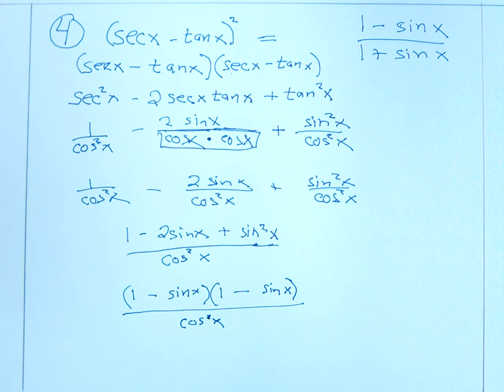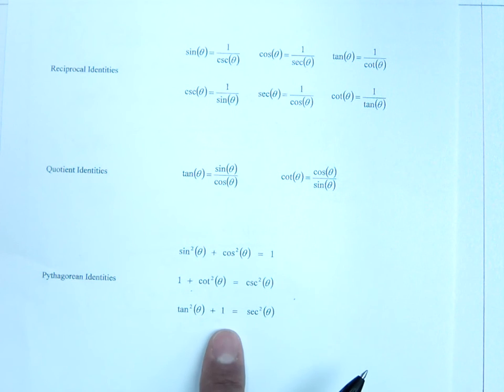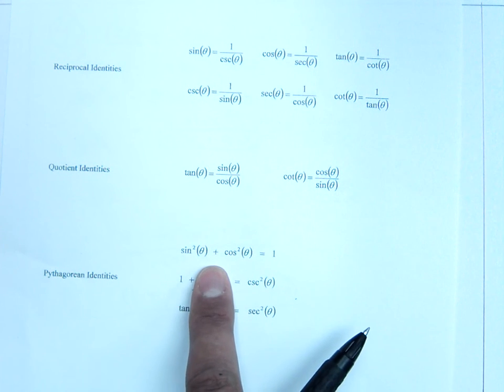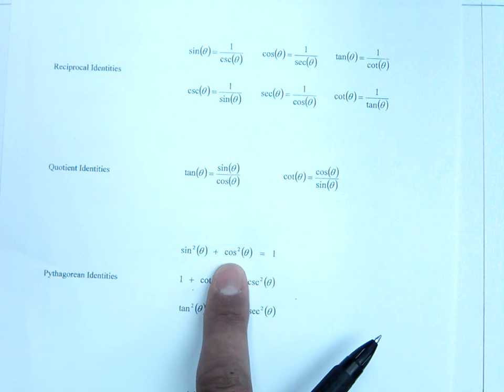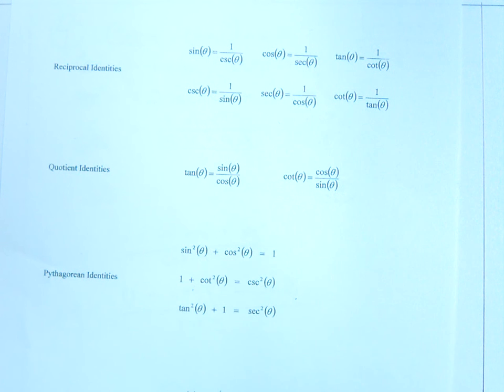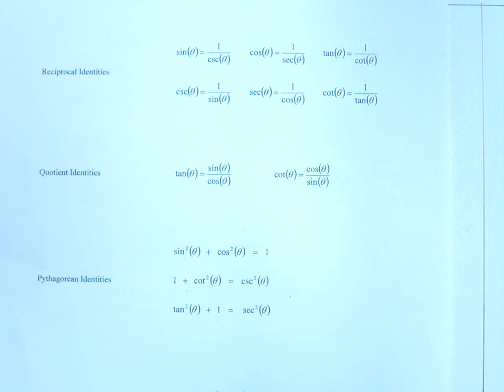Now I want you to look on your identity sheet. I'm just going to show you where it is. On your identity sheet, we have this identity. It's in your Pythagorean identities, and it has cosine squared in it. Which one am I talking about? Which of these three? Well, it's obvious, the first one, right? I'll write it on the board. Please say what it says, everybody. Sine squared plus cosine squared is equal to 1.